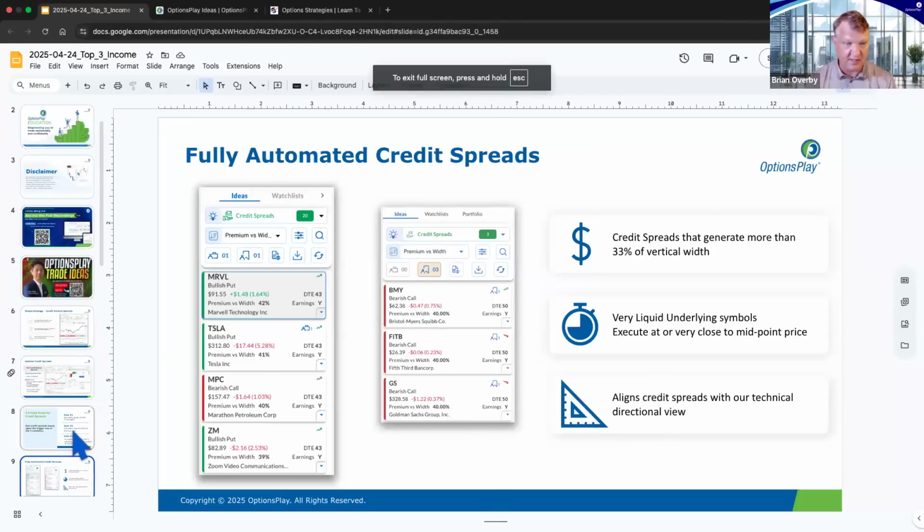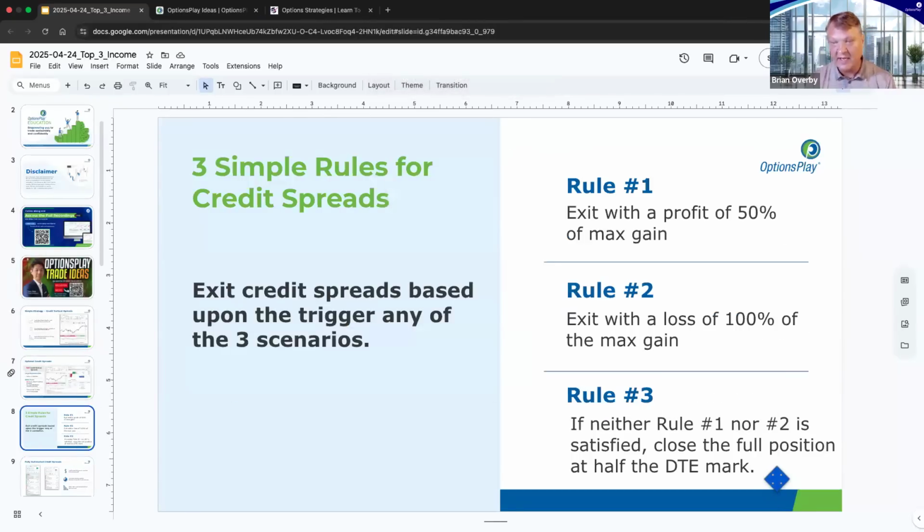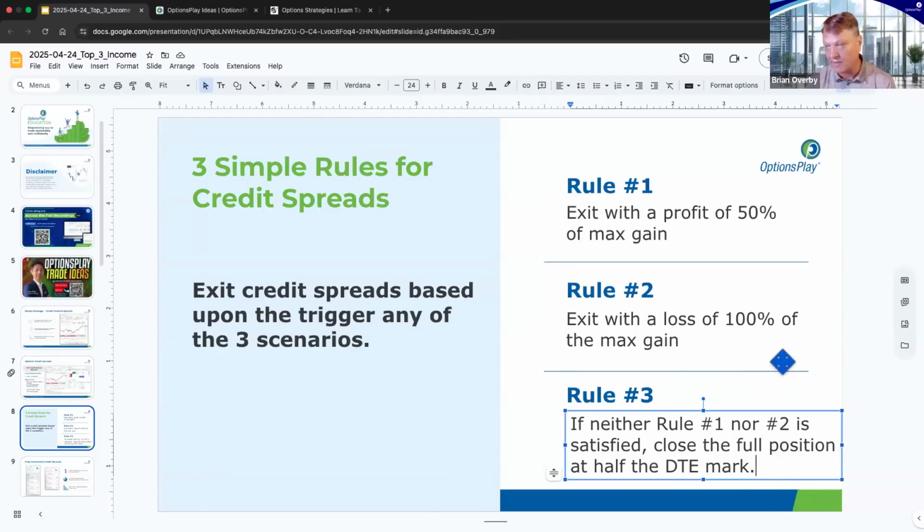I just adjusted this slide a little bit to say half, right? So rule 3, neither rule 1 or 2 is satisfied, close the full position at half the DTE. So you're talking about 21 days or 22 days. Yes, I'm subscribing to the way the strategy is set up inside the OptionsPlay platform, and that's part of the reason why. So I guess I could put 21 on the slide if I really wanted to.